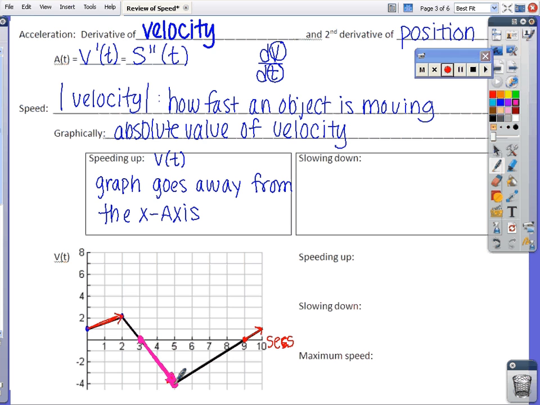Now slowing down, we're going to talk about in terms of going towards the x-axis. So, given the velocity graph, your graph goes towards the x-axis. And so going towards the x-axis, that would happen from 2 to 3 seconds, and once more from 5 to 9 seconds.